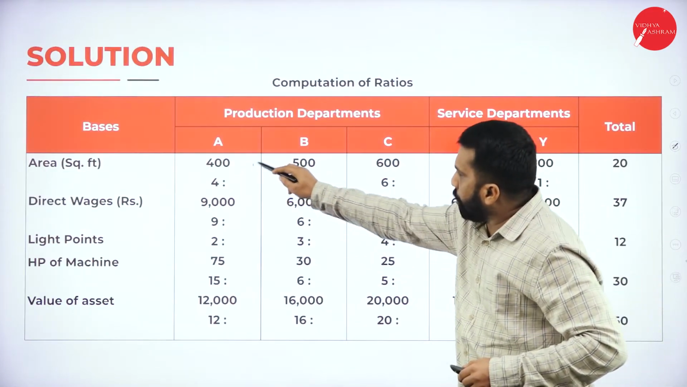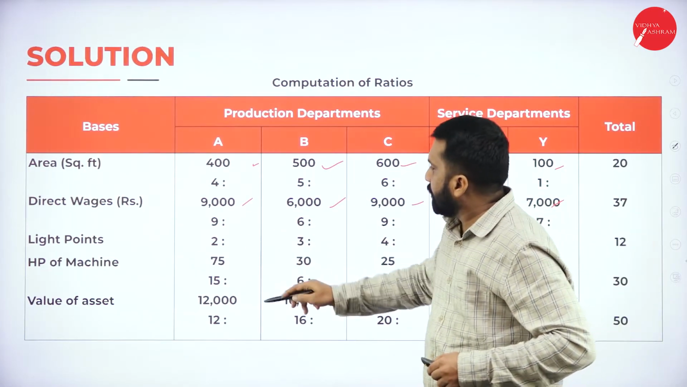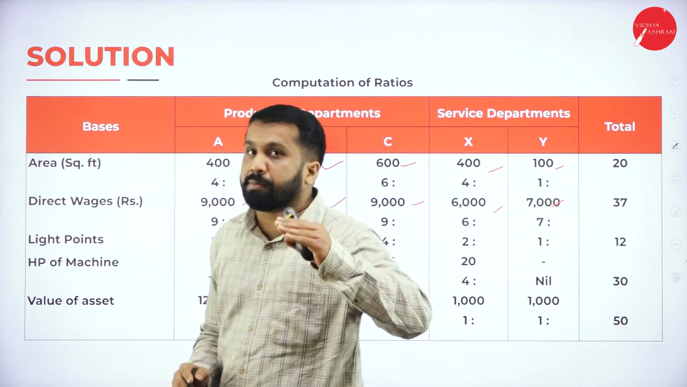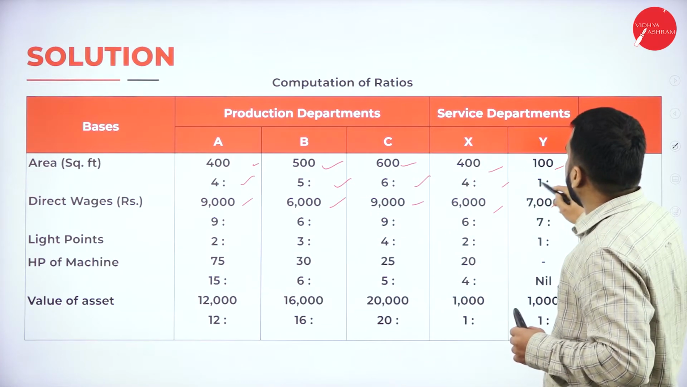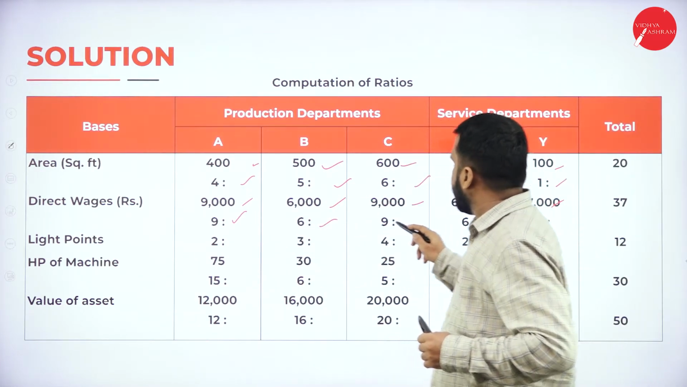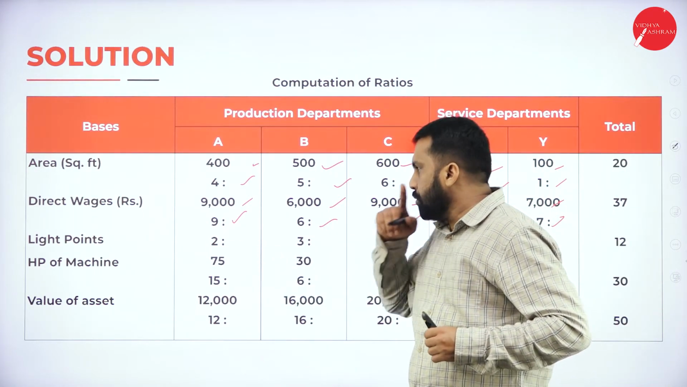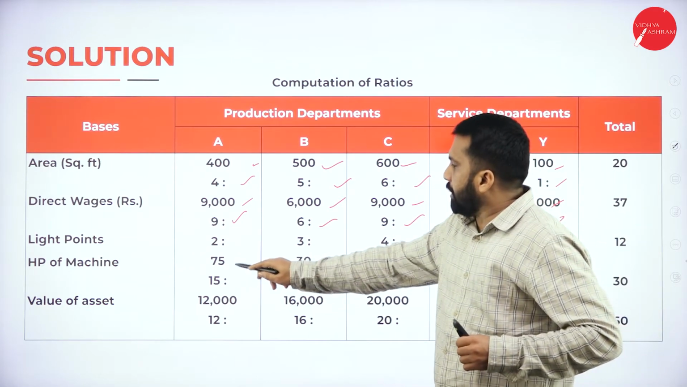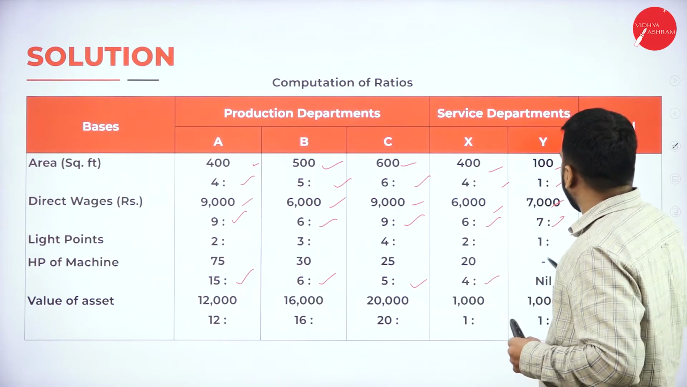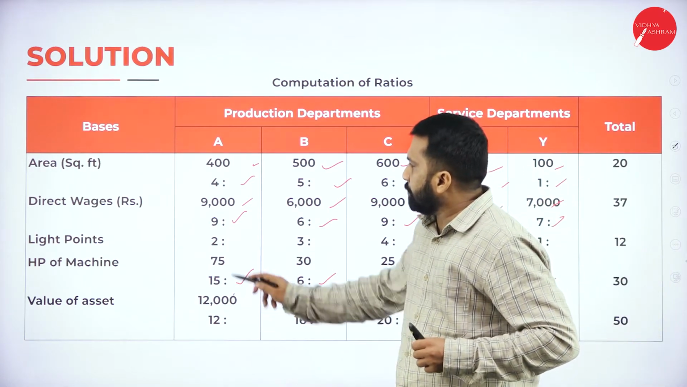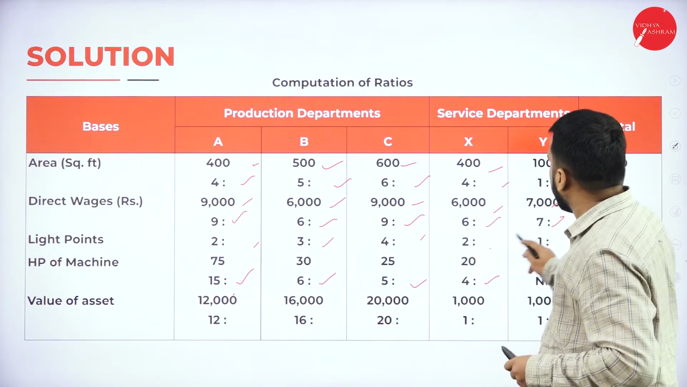Now, you have copied everything. After copying, what are you supposed to do? You are supposed to simplify. In this, what happened? 4, 5, 6, 4, 1. 9, 6, 9, 6, 7. Again, if you simplify this, 75 it is 15, 30 it is 6, 25 it is 5, 20 it is 4, and nil. 12,000 you can simplify. So, the light points they have given directly: 2:3:4:2:1.